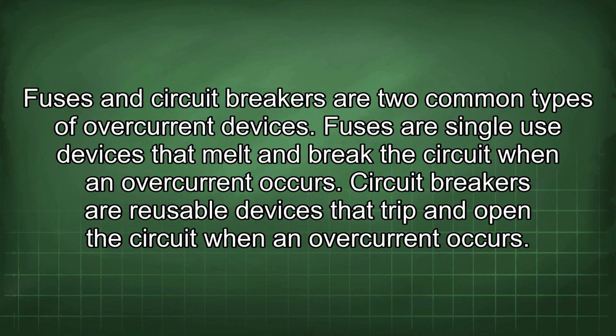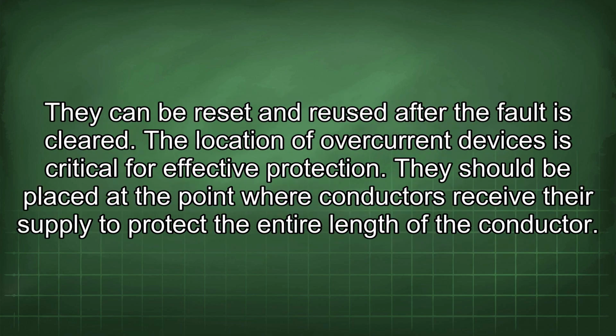Fuses and circuit breakers are two common types of overcurrent devices. Fuses are single-use devices that melt and break the circuit when an overcurrent occurs. Circuit breakers are reusable devices that trip and open the circuit when an overcurrent occurs. They can be reset and reused after the fault is cleared.